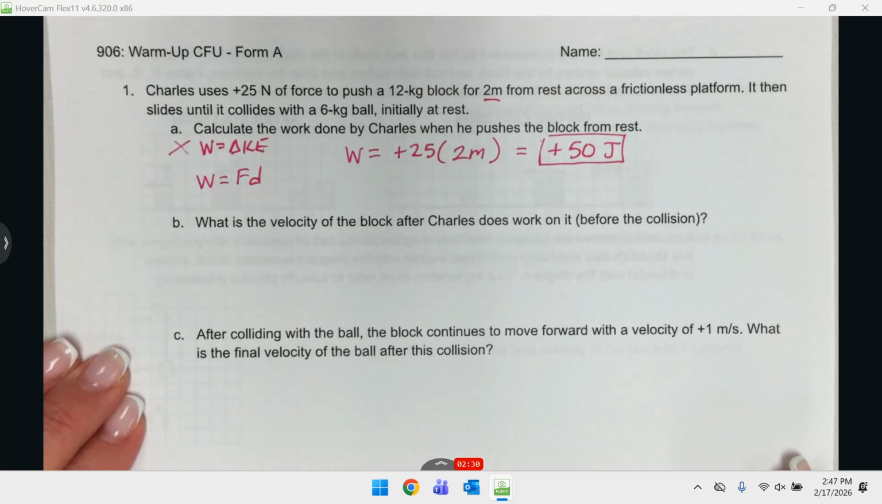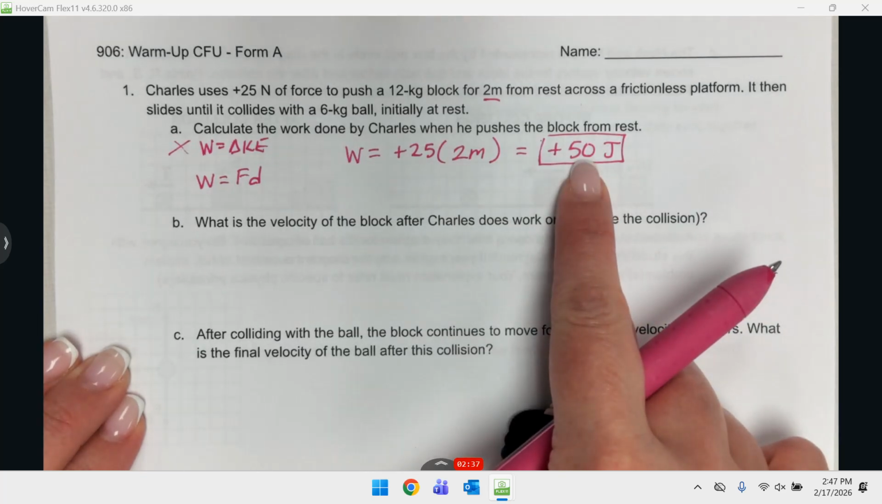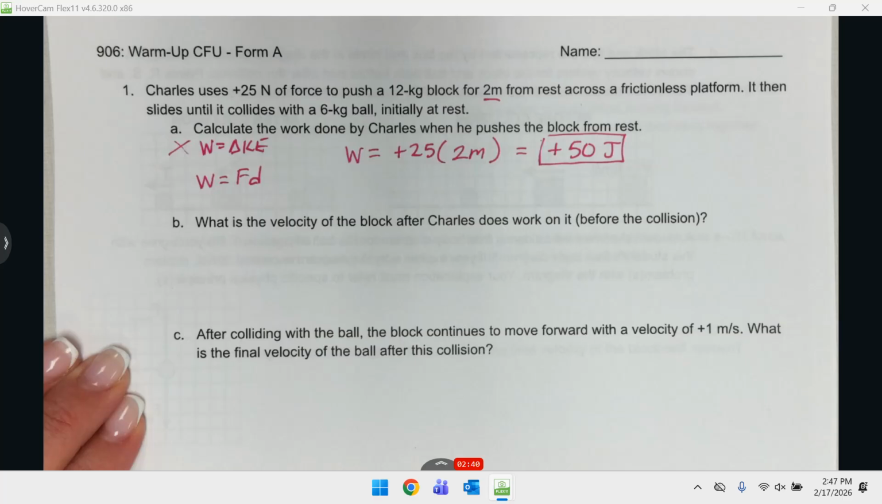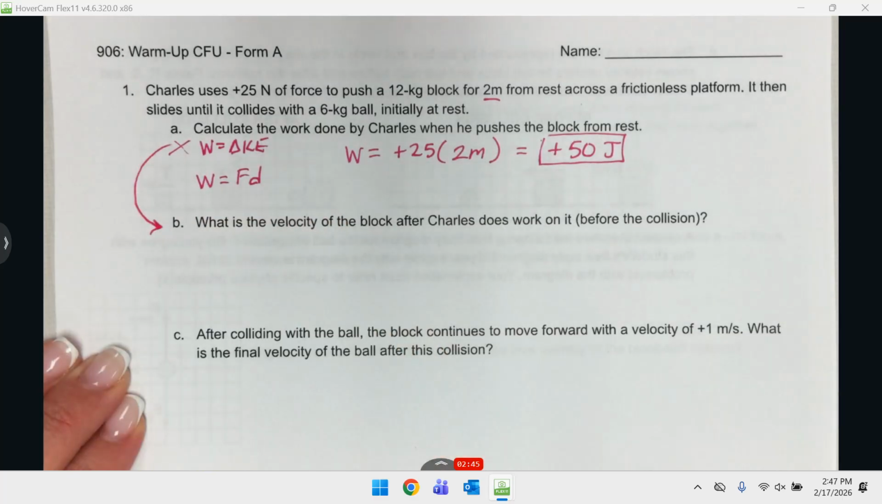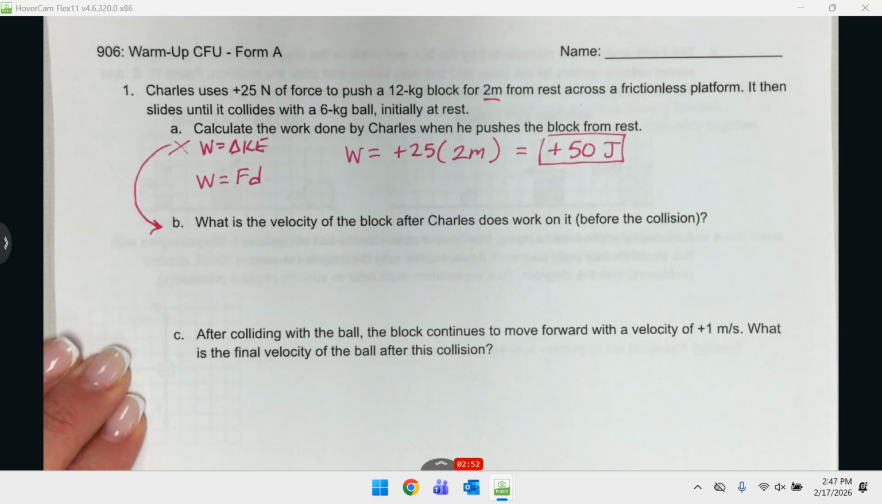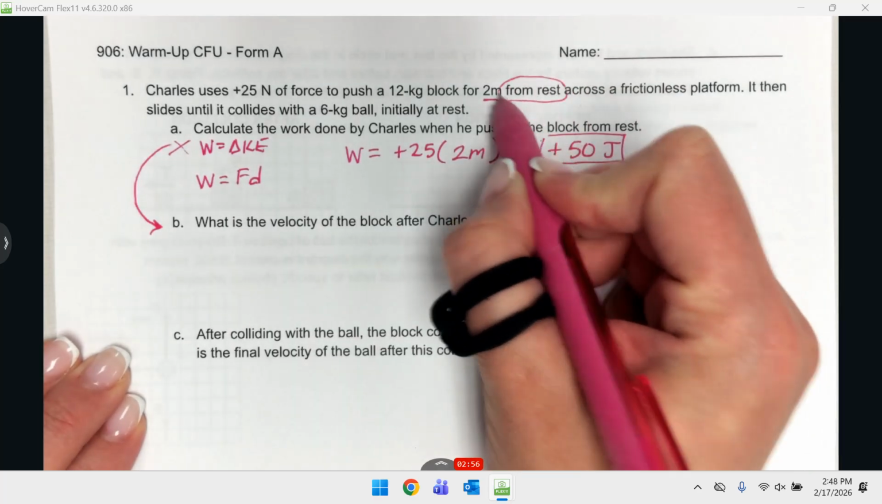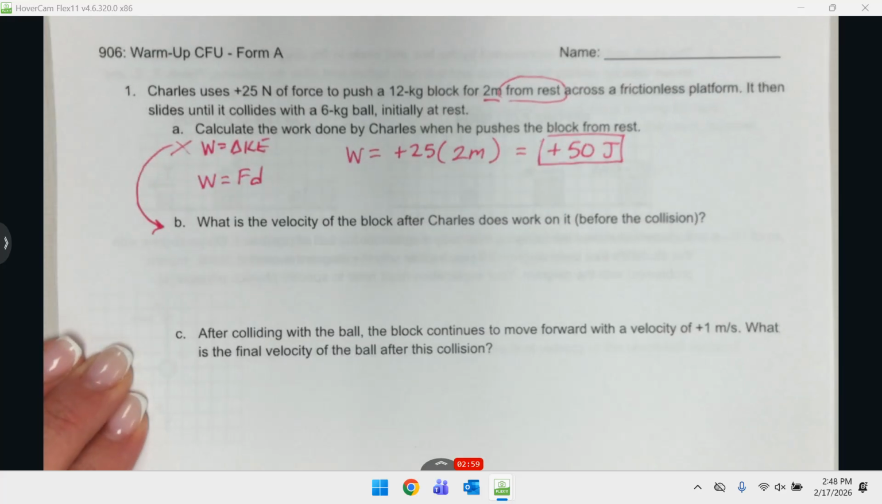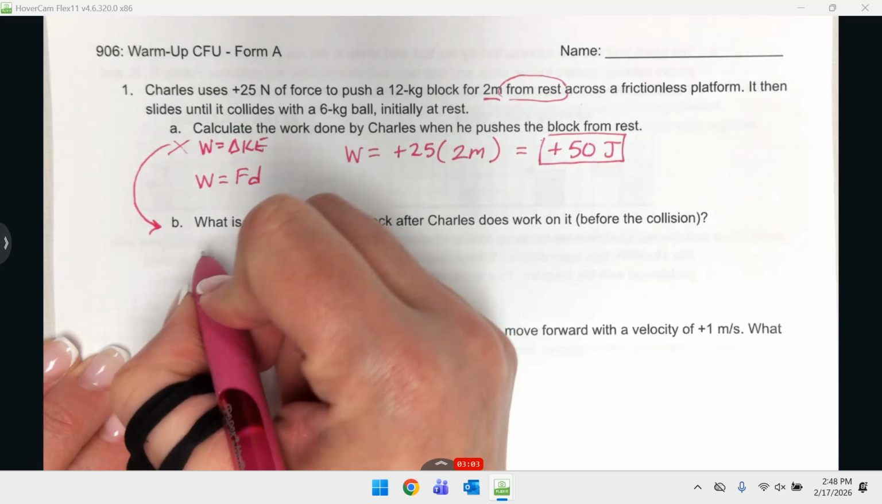Part B, what is the velocity of the block after he does work on it, but before the collision? So after he pushes it and he does 50 joules of work on it, it's going to be moving. And that's where we use this equation. We couldn't use it in part A because we didn't know how fast it was moving, but now that we know how much work is being done, we can use the work to figure out how fast it's moving because it was initially at rest. And so the initial amount of kinetic energy will be 0, meaning that the work done will be equal to the final kinetic energy that it has.